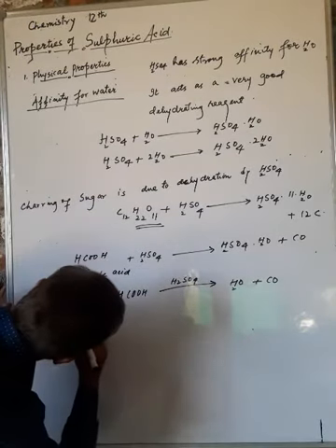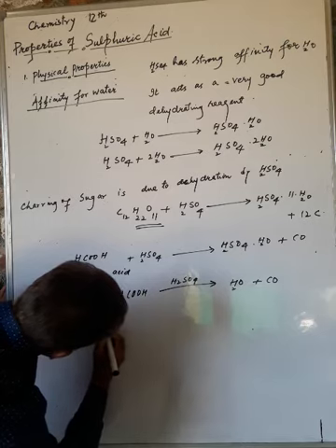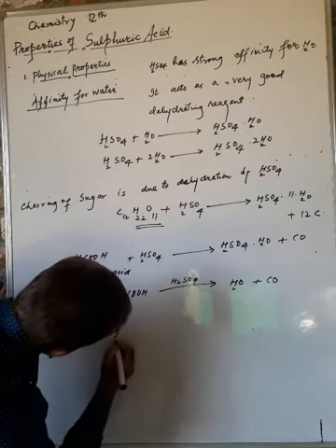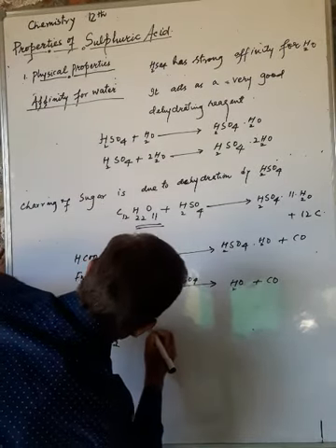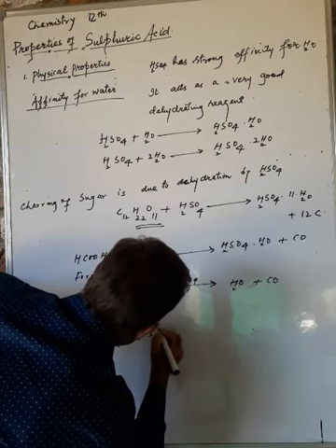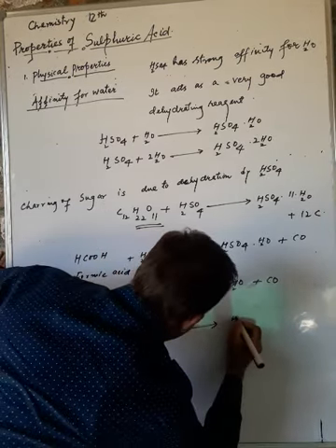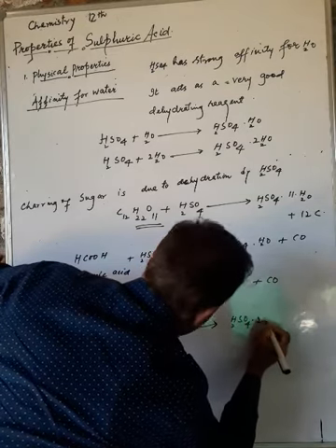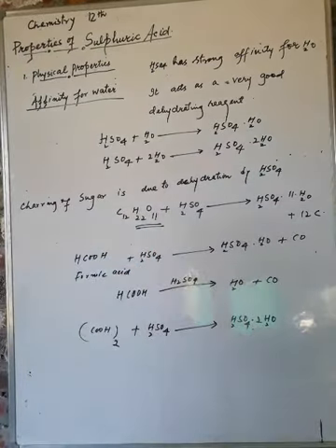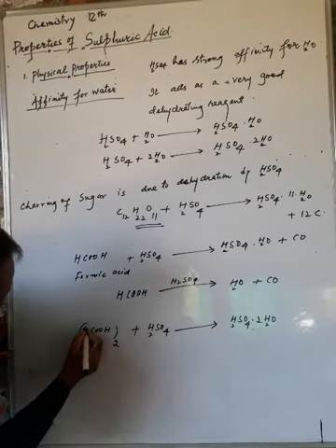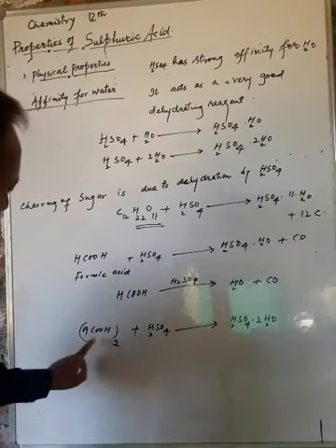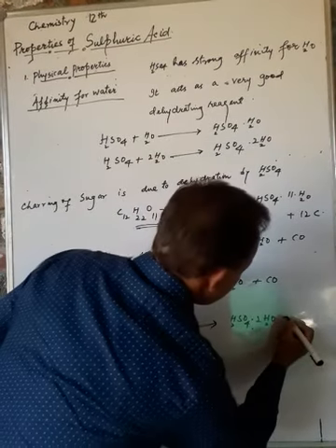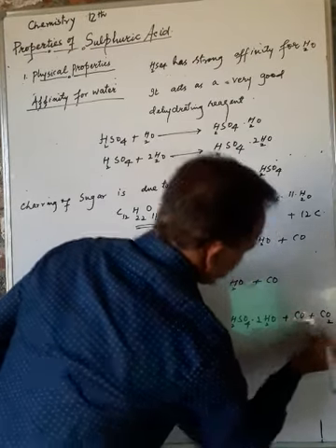And if we take oxalic acid, (COOH) twice, and allow it to treat with H2SO4, it forms H2SO4 twice water. Now, this is HCOOH, and we get twice water and carbon monoxide plus CO2.